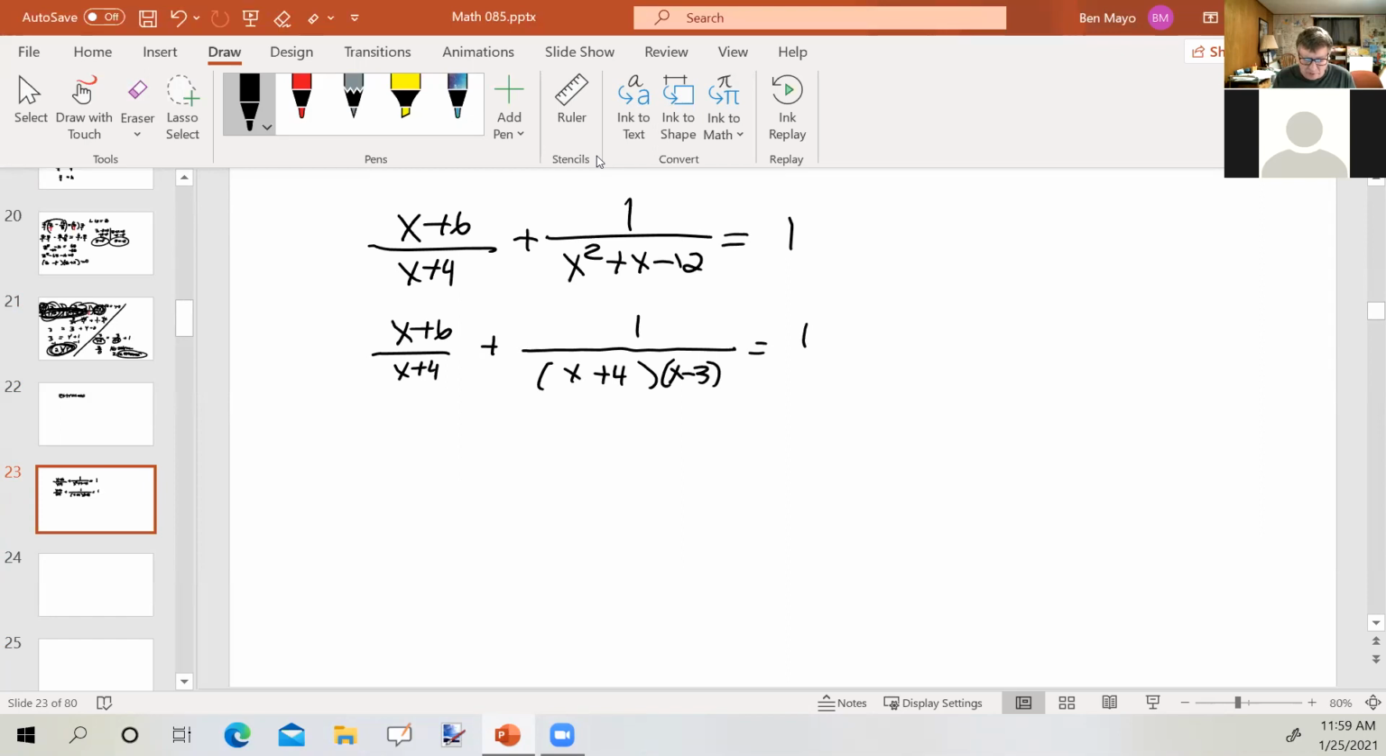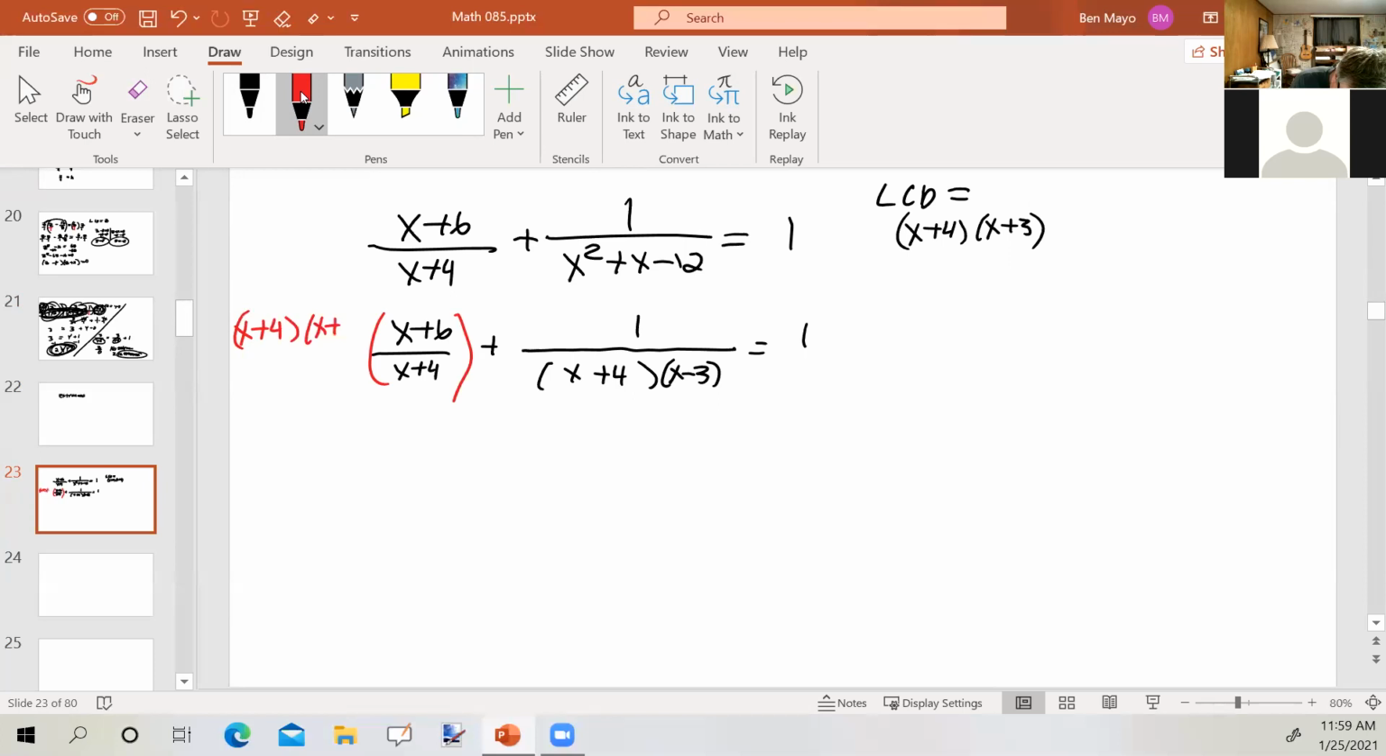So my denominators are x + 4 for the first fraction, (x + 4)(x − 3) for the second fraction, and an implied 1 in the denominator of the third fraction. So my LCD is going to be (x + 4)(x − 3). All of that. Any questions about that? So now I'm going to multiply both sides of the equation by the LCD.